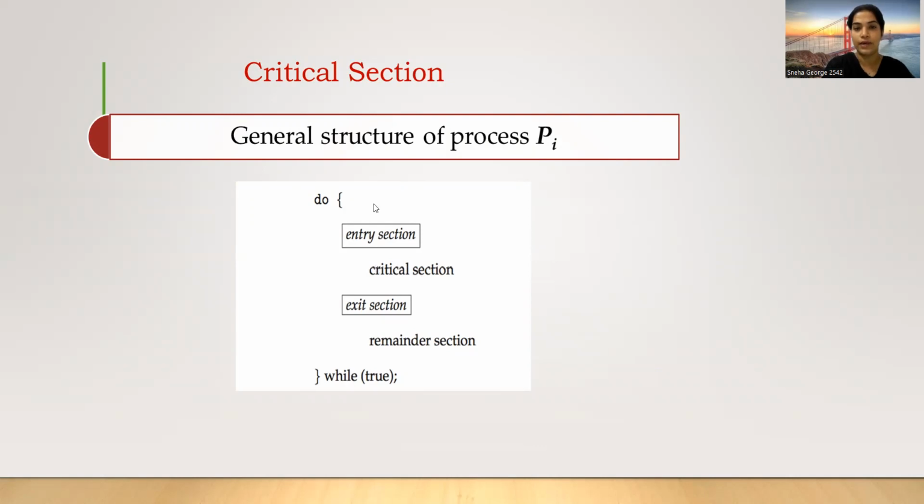So first, for example, P1 will enter the entry section, then it will execute the critical section, then it will come out of the critical section and finally execute the remainder section. So there are three sections: entry, exit, and remainder, and in between we have the critical section. This is the general structure of a critical section.